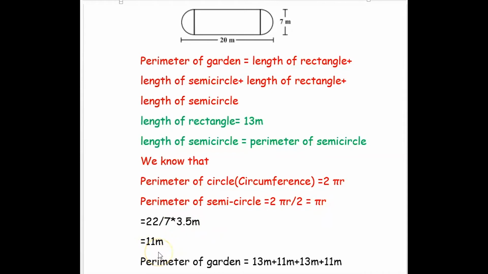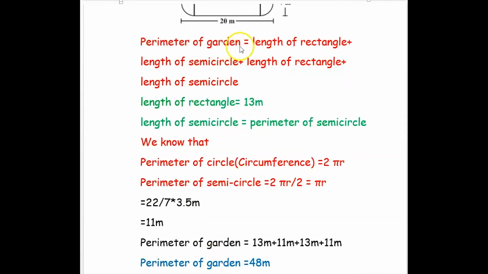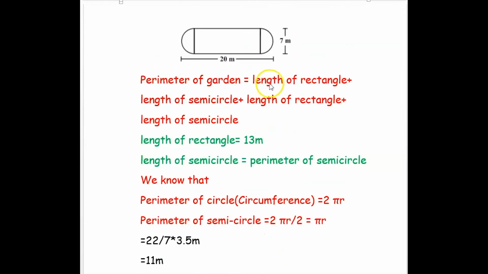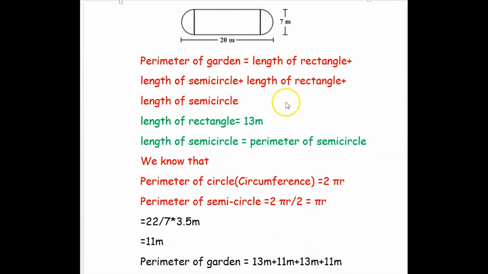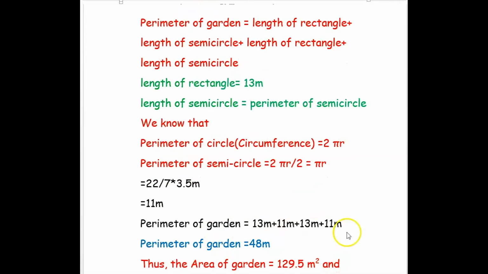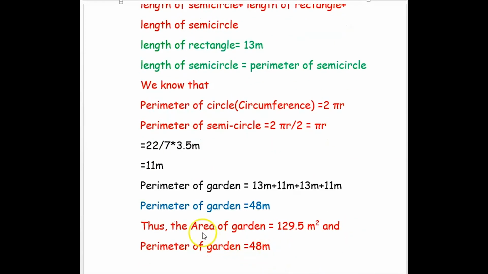So it will be 11 meter. Now we are substituting in this formula to get the perimeter of the total garden. So length of the rectangle is 13 meter plus perimeter of this semicircle, that is circumference of semicircle is 11 meter, plus again length that's 13 meter and again the semicircle part that's 11 meter. So if you add up all this together, you'll get perimeter of garden as 48 meter. So the area of the garden is 129.5 meter square and perimeter of the garden is 48 meter.